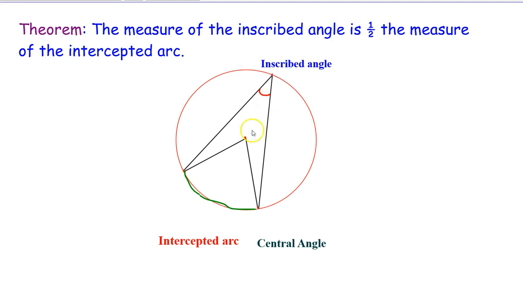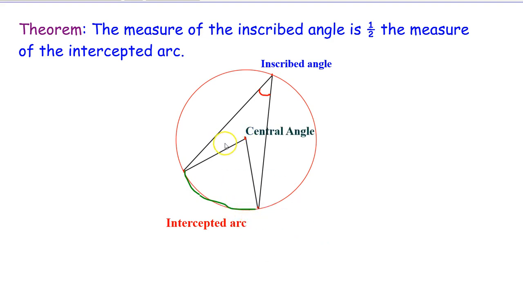It is over there, that is the inscribed angle. This is the intercepted arc, this piece of the circle, and the central angle, we know that it's at the center. Now the relationship between the intercepted arc and the inscribed angle is that the measure of this inscribed angle is always half of the measure.